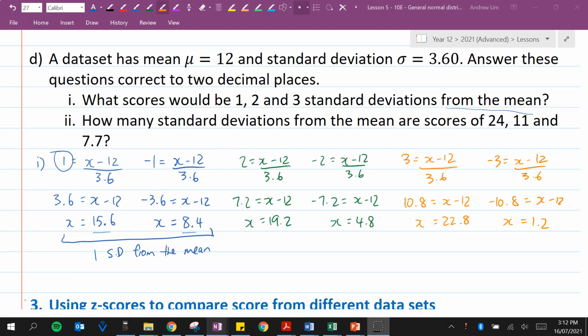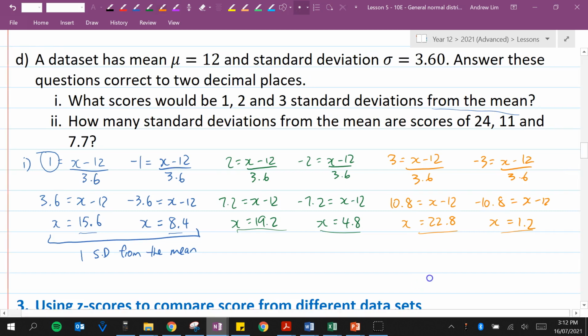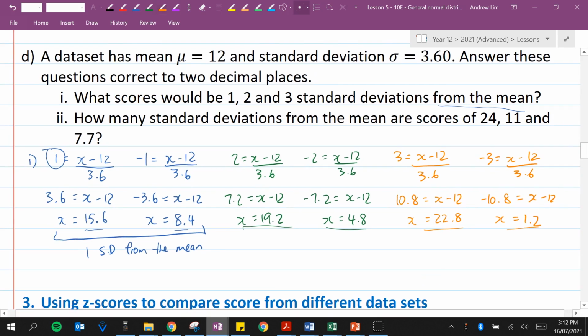Okay, so here are my answers for 2 standard deviations and 3 standard deviations away from the mean. So 19.2 is 2 standard deviations above, 4.8 is 2 standard deviations below, 22.8 is 3 standard deviations above, and 1.2 is 3 standard deviations below. Part 2, how many standard deviations from the mean are scores of 24, 11, and 7.7? I'll get you to pause the video and have a go with this one yourselves.